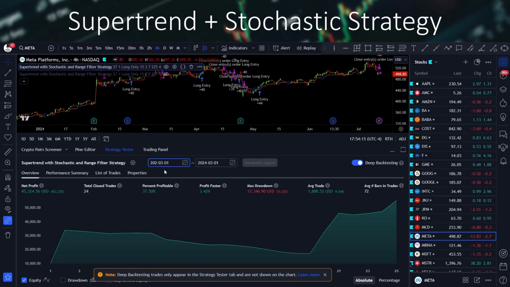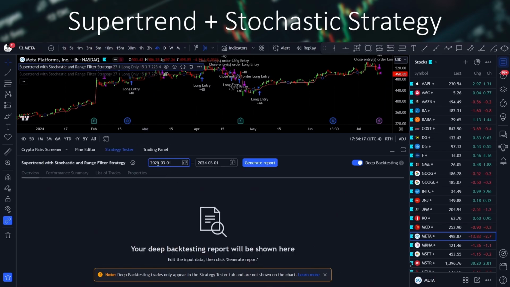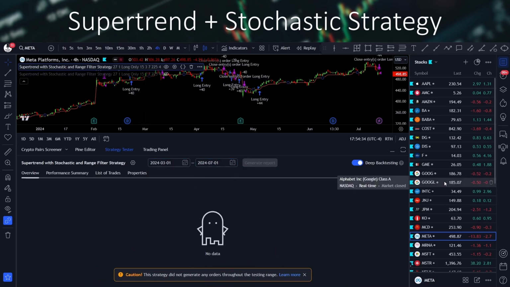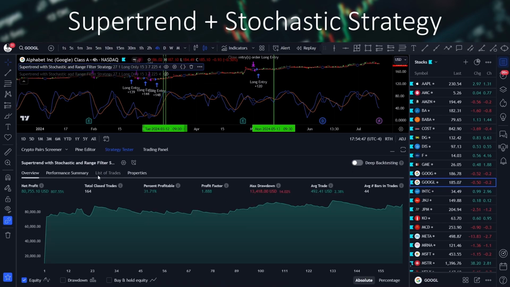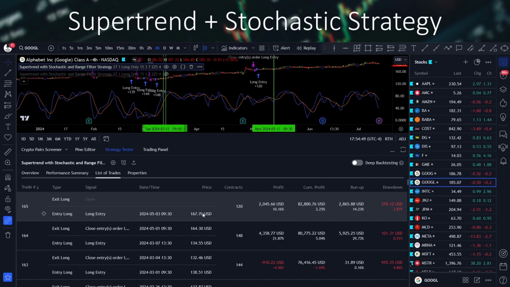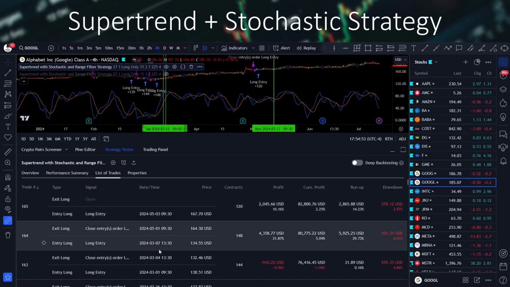Let's see. I changed the start date to 2024, the 1st of March, and the end date to 2024, the 1st of July. And here exactly I ran into a problem. As you can see, it did not generate any trades. Let's take a look on Google. No trades again. But if I turn off the backtesting function and click on the list of trades, we can see that we have at least 1 or 2 trades after the 1st of March. I couldn't really figure out what is the problem.